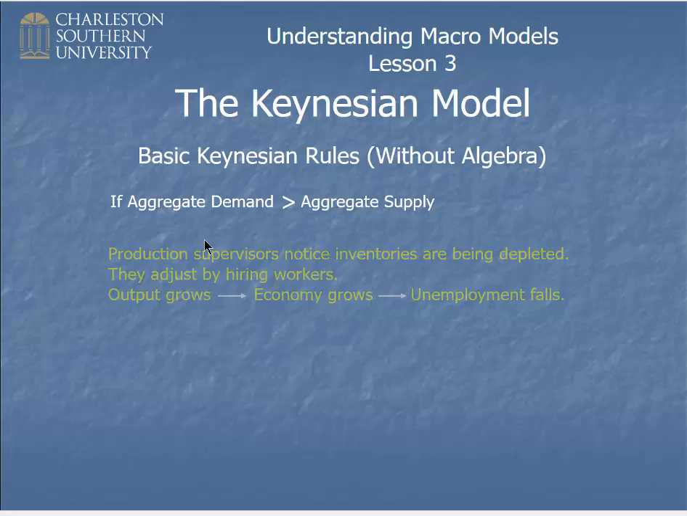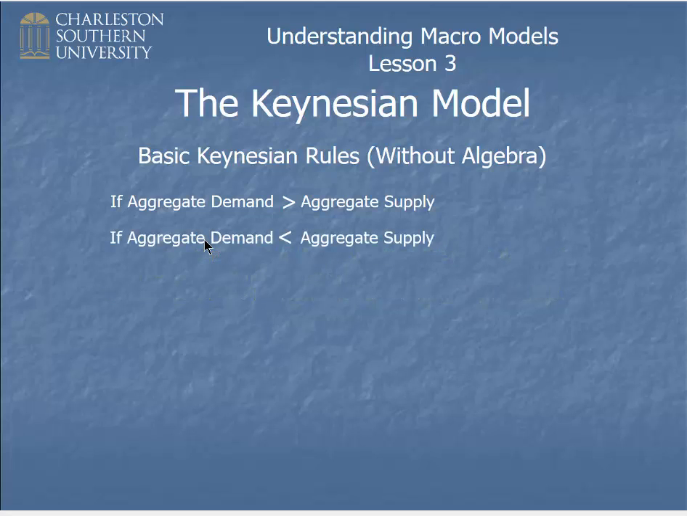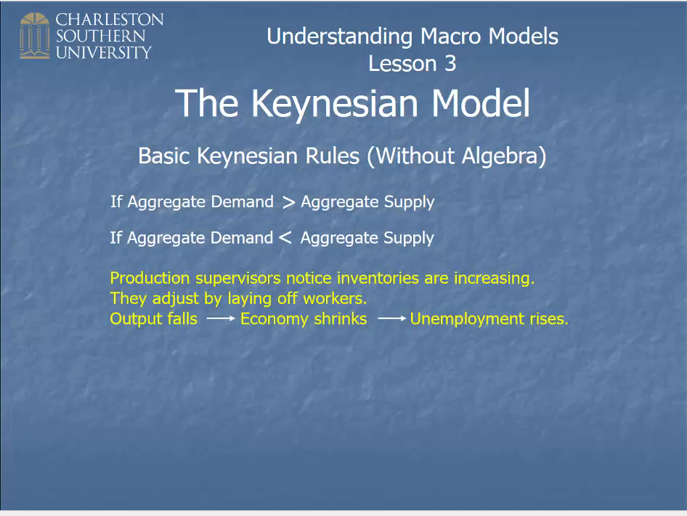Now the opposite situation would be where aggregate demand is less than aggregate supply. In this case, we are collectively buying stuff at a slower rate than we are producing it. Notice how everything is aggregated up here. So in this case, production supervisors would notice that inventories are increasing because they're producing things faster than they're selling it. Warehouses are piling up with stuff, and then those supervisors would adjust things by laying off workers. When those workers get laid off, obviously output would fall, the economy would shrink, and unemployment would rise.